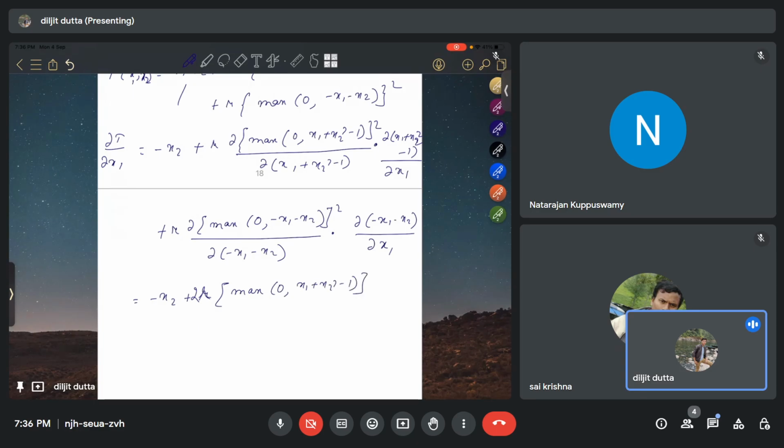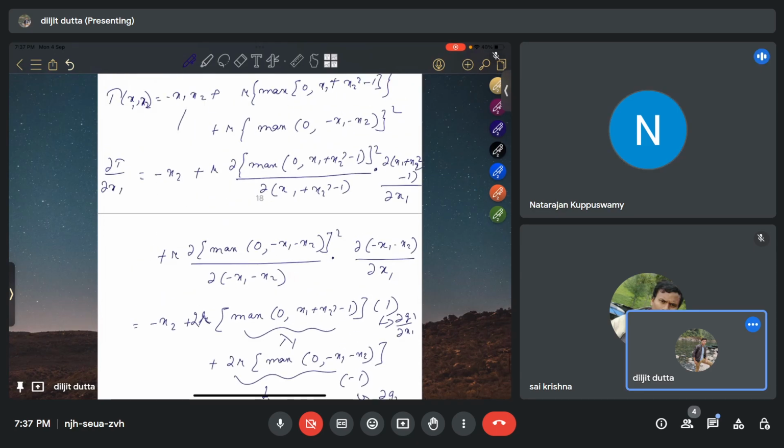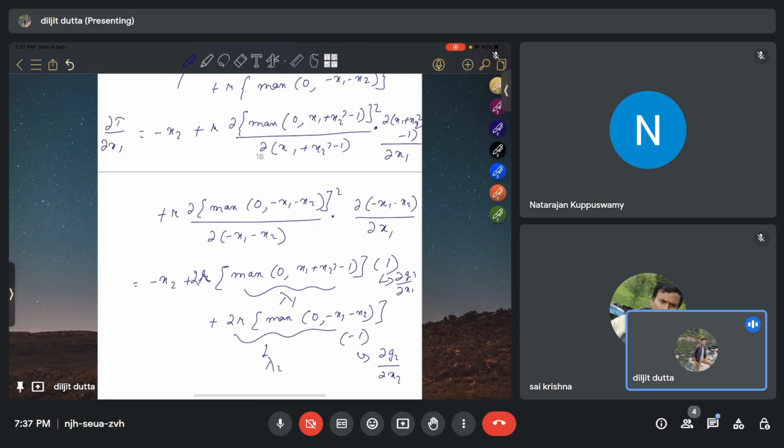The other term will remain the same, maximum of 0 comma x1 plus x2 square minus 1, and this term with respect to x1 you will get 1 only. For the other term, 2r will come out, maximum of 0 comma minus x1 minus x2, into del of, this will be minus 1. So these terms are similar to del g1 by del x1 and del g2 by del x1. So this part is lambda 1 and this part is lambda 2. This is how we are comparing. Okay? Any other doubts?